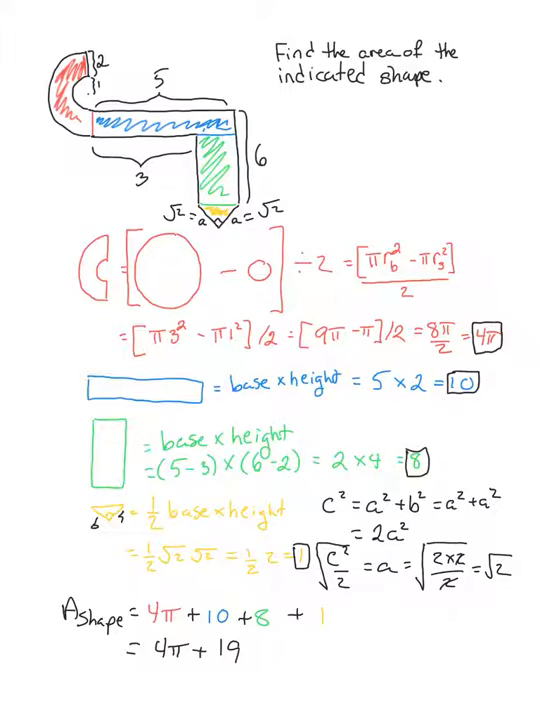And that is how you find the area of weird shapes. First, you need to take a look at the shape, see what measurements you are given, and then figure out what measurements you need, and then find the area of subshapes, and that will give you the area of your total shape.